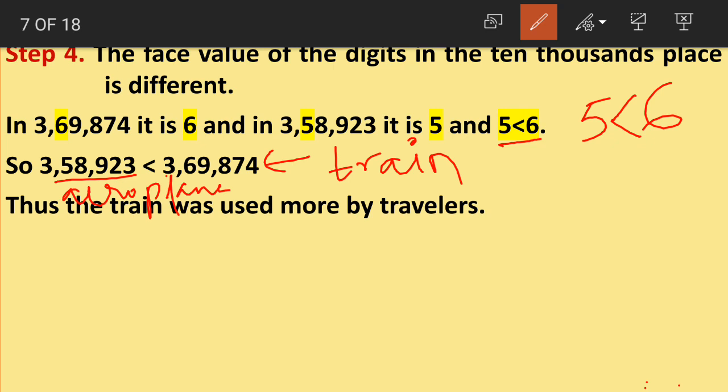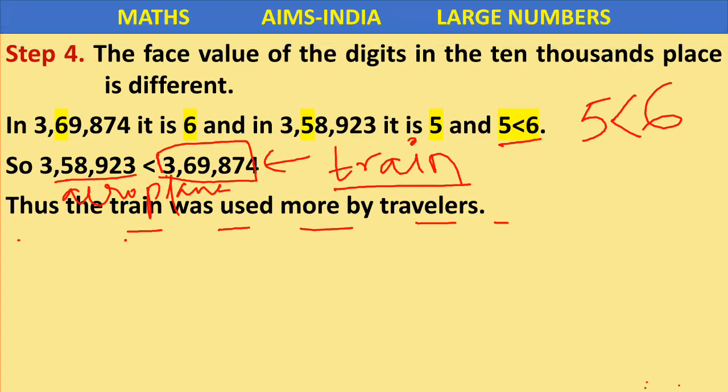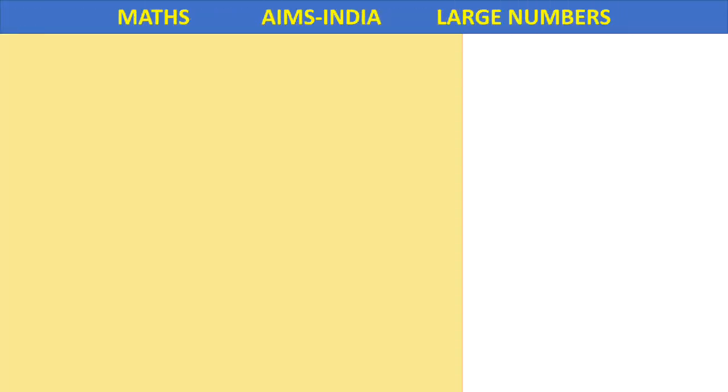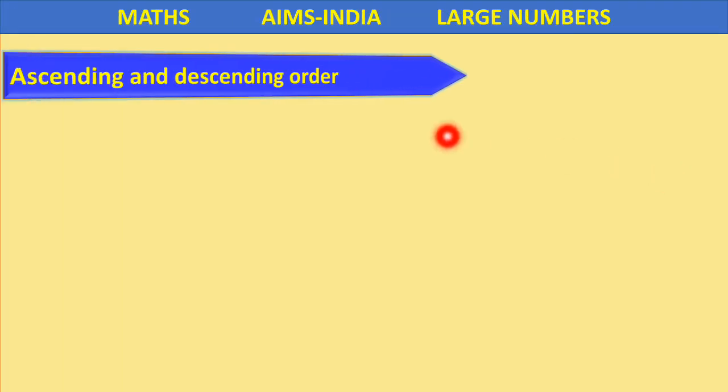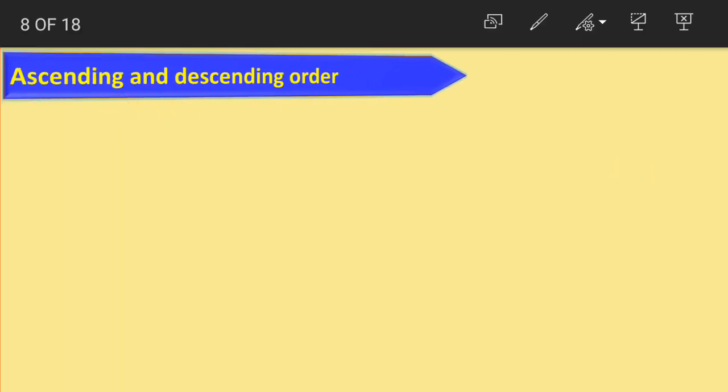Now which means of transport was used more? Which is the higher number here? The 3,69,872, which is the number of travellers by train. Thus we can say that the train was used more by travellers. Which was used more by the travellers, children? Train was used more by the travellers. Is this clear? Yes. Moving on, we have ascending order and descending order.